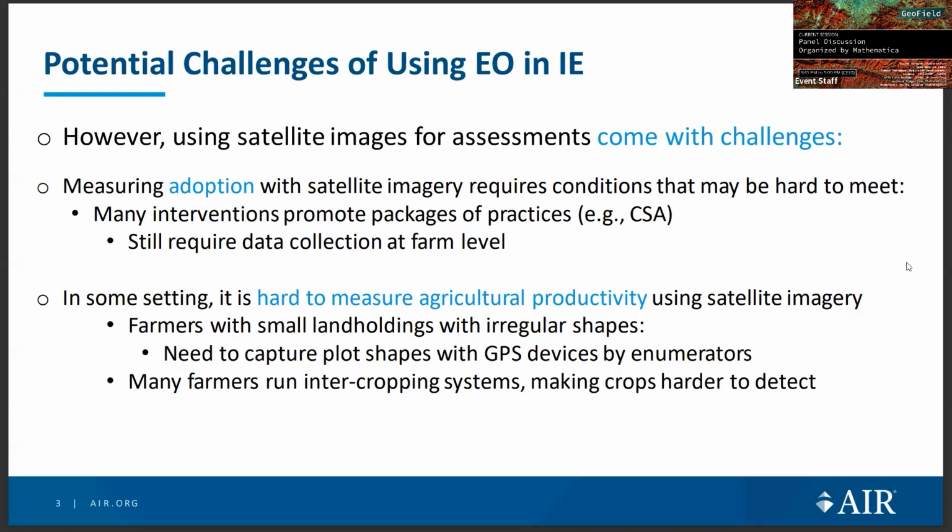And some of the things, as I was saying, adoption in many of these interventions that are packages of things includes many, many different things, right? So there are many things that you are not going to be able to observe with satellites, which means that we are going to have to complement the information from satellites with surveys. So it's not that we are going to stop doing surveys, as I think many of you have been pointing out in your different presentations.